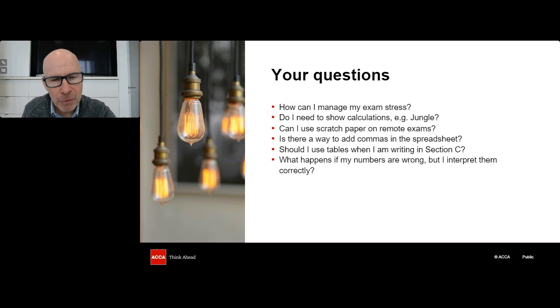Guys, if your numbers are wrong and you interpret them correctly, you get full credit on anything that you say as long as you are interpreting your incorrect number properly. Okay? So if sales are dropping from your incorrect calculation, you say this is a problem, you get marks for a discussion of why it's a problem.